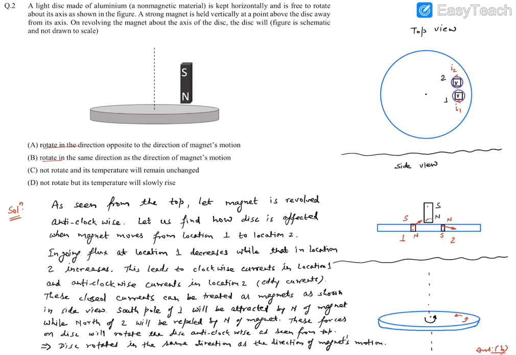Now you'll find the north of the bar magnet that we had and the south of the first position will be attracting each other. And the north of the magnet and the north of the second induced magnet will be repelling each other. And our focus is on the disk. So I have shown the force acting on the disk at location 1 and the force acting on the disk at location 2. Now at location 1, the south will be attracted by the north of the magnet, and at location 2, the north will be repelled by the north of the magnet. So ultimately these two arrows indicate the forces that are going to be there.